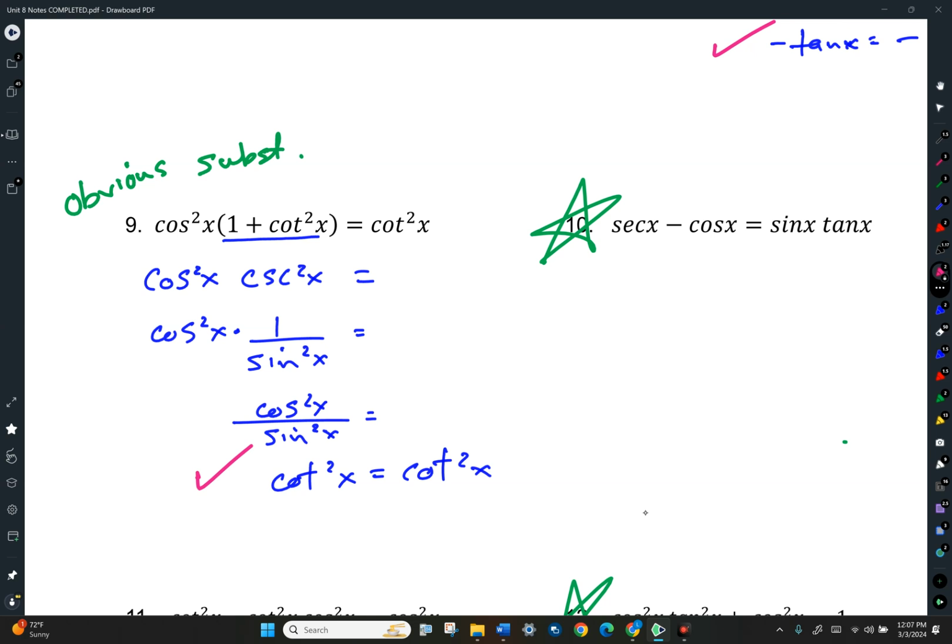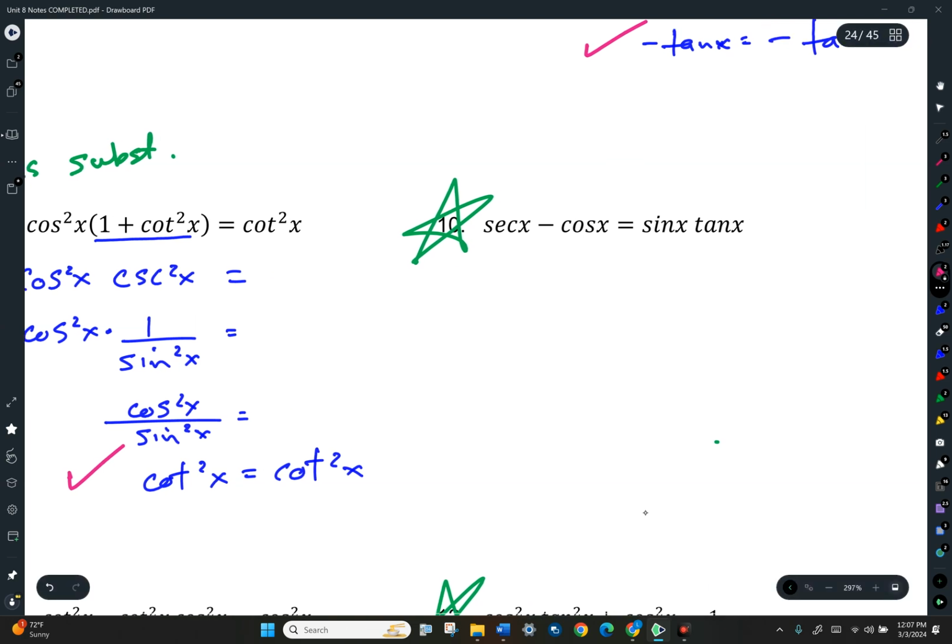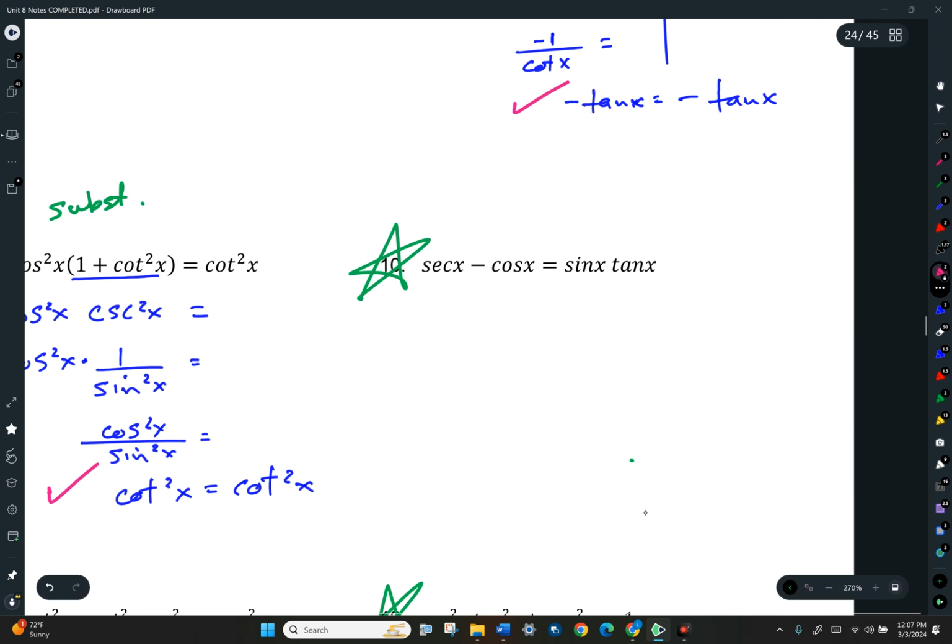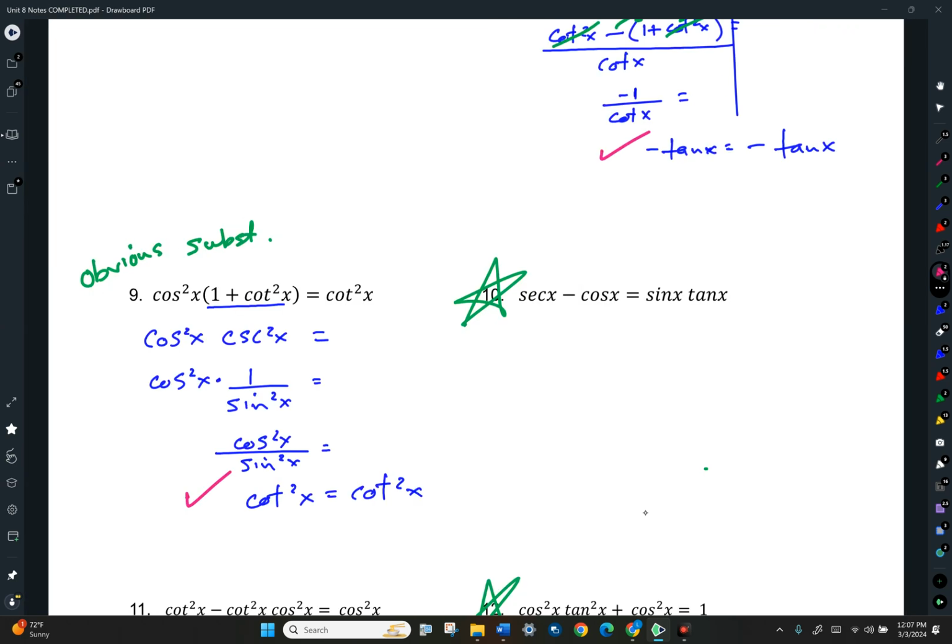Now, let's look at number 10. Now this one, the reason I choose this is because it's kind of hard to decide which side I think is the ugly side. But remember what I said earlier? I personally think that when you have multiple terms being added or subtracted, that's technically uglier than just one term that has multiple factors. In other words, sine times tangent, multiplication, that's really more basic than subtraction. So if it were me, I would start on the left side.